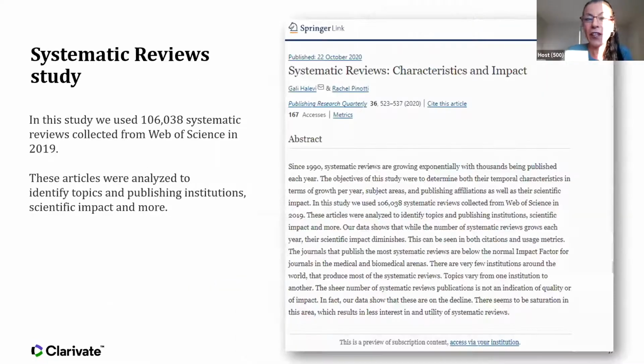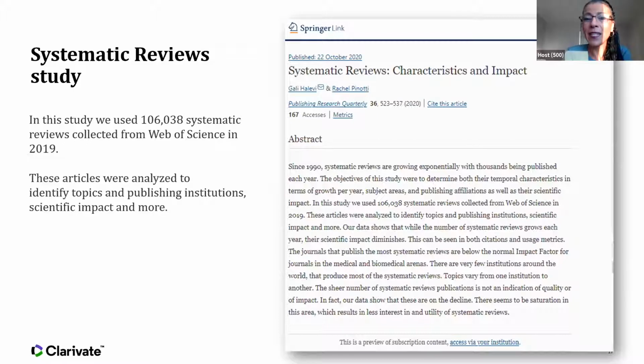Another project that I've done with the consulting team was to look at systematic reviews and their impact over time. For those of you out there that come from the medical arena, we all know that there's an enormous growth in systematic reviews, especially during the pandemic. There were a lot of requests coming into the library for support for systematic reviews. And my colleague, Rachel Pinotti, and myself were wondering, okay, all these requests are spiking, but what is the impact of these reports? Do they really make a difference?